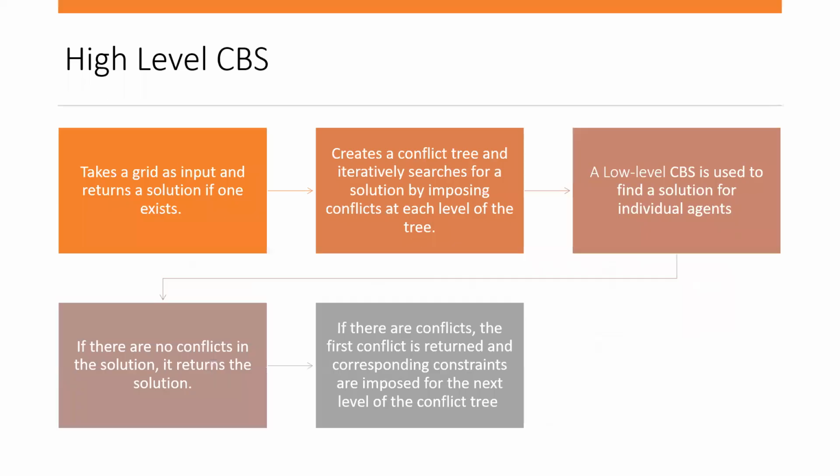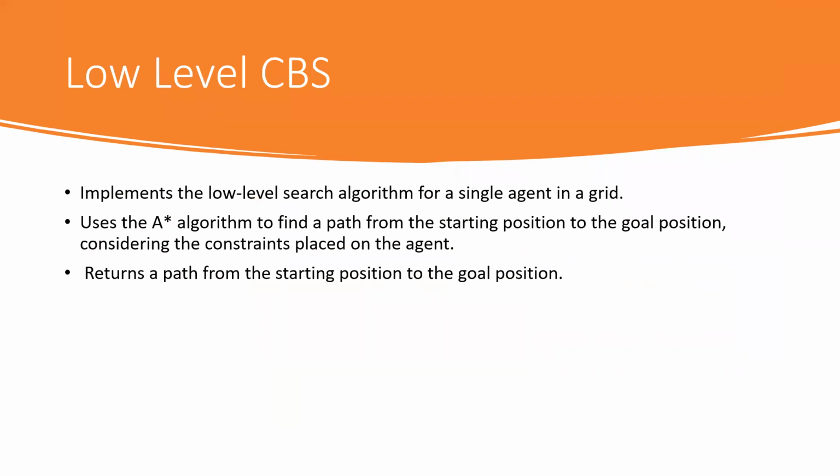Next slide, please. So this is the high-level CBS which I described. High-level CBS uses the constraint tree and gives individual path finding tasks to the low-level CBS. Next slide, please. Low-level CBS uses the simple A star algorithm in order to resolve the conflicts which arise at each level of the constraint tree. Next slide, please.